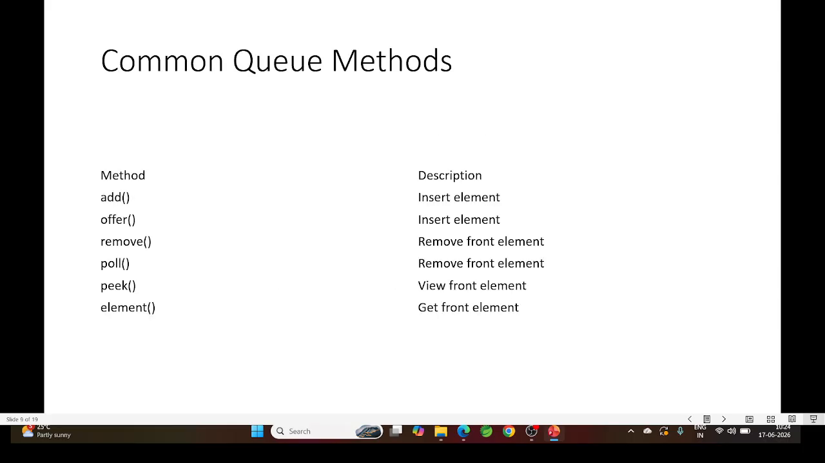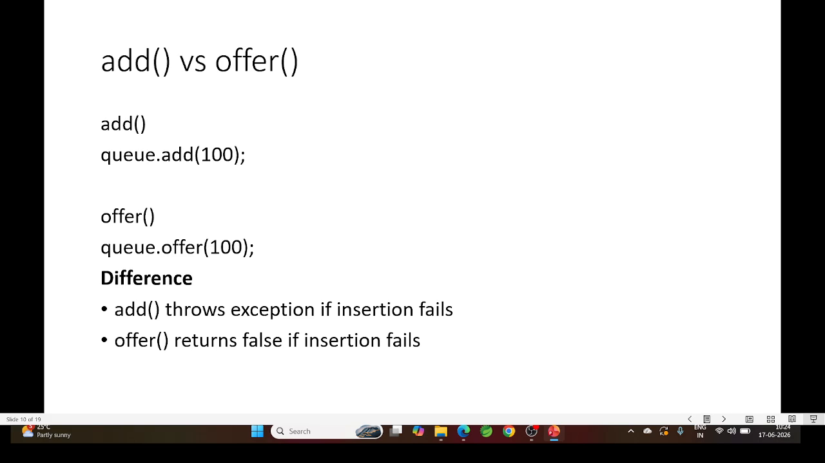These are the common queue methods. Queue provides several useful methods for insertion, removal, and accessing elements. Understanding these methods is important for interviews. What is the difference between the add and offer methods? Add throws an exception if insertion fails. Offer returns false if the insertion fails. Both methods insert the elements into the queue.